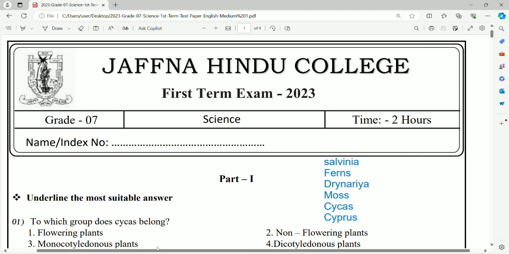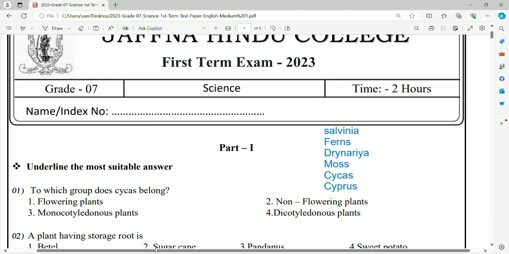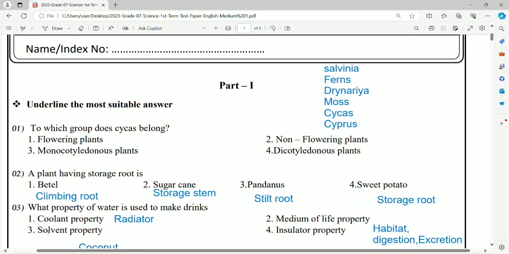Okay, Jaffna Hindu College paper, first term paper, science. Underline the most suitable answers. Here, first question: To which group does Cycas belong?